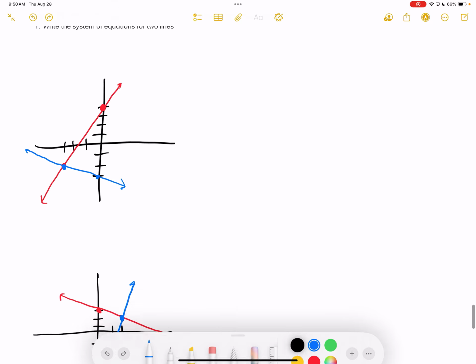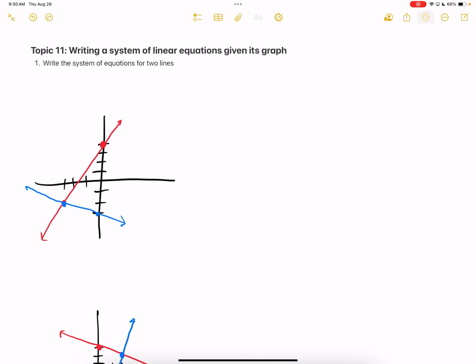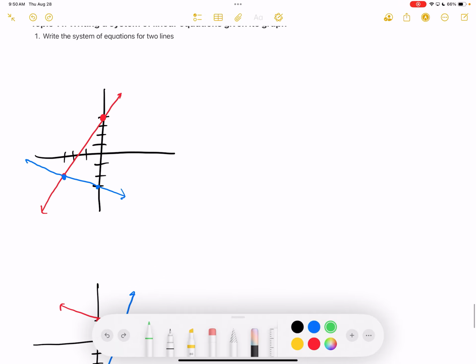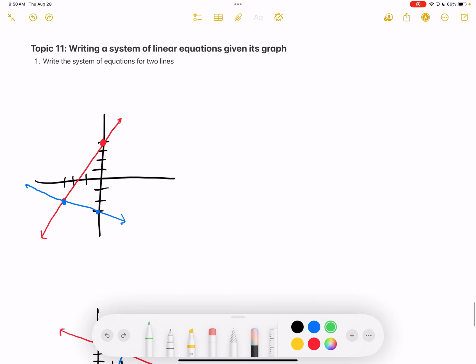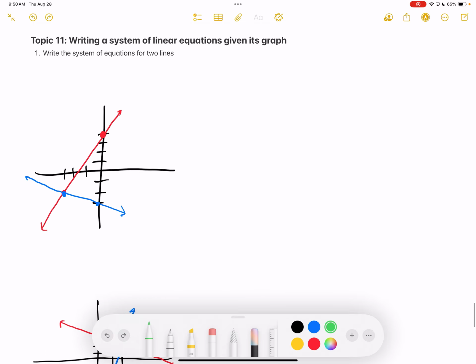All right, the last one, it's not a pretty picture, but it won't let me draw on the picture and it won't show up, so I want to make sure. This one's actually a pretty easy topic. It just says write the system of linear equations given a graph, so it's kind of going over back what we did the other day.